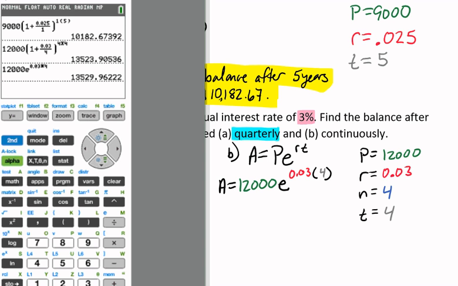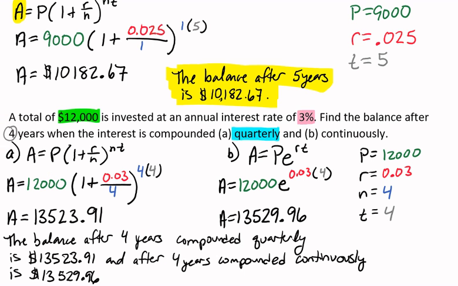$13,529.96. So let's go ahead and write that down. And so we see that the balance after 4 years compounded quarterly is $13,523.91. And after 4 years compounded continuously is $13,529.96.